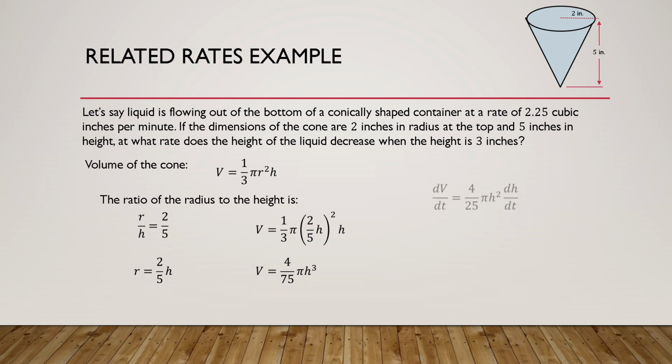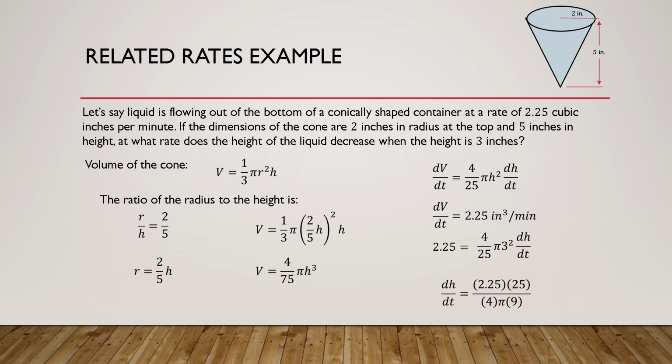Now we take the derivative of the volume with respect to time and use implicit differentiation for the height with respect to time. dV/dt will be on the left side, and the derivative of the height with respect to time on the right side will be 4 over 25 times pi times the height squared. We are given the volume with respect to time is 2.25 cubic inches per minute, and the height at 3 inches. So replace dV/dt with 2.25 and the height with 3 inches. Now we solve for dh/dt and complete the arithmetic to arrive at 0.497 inches per minute.